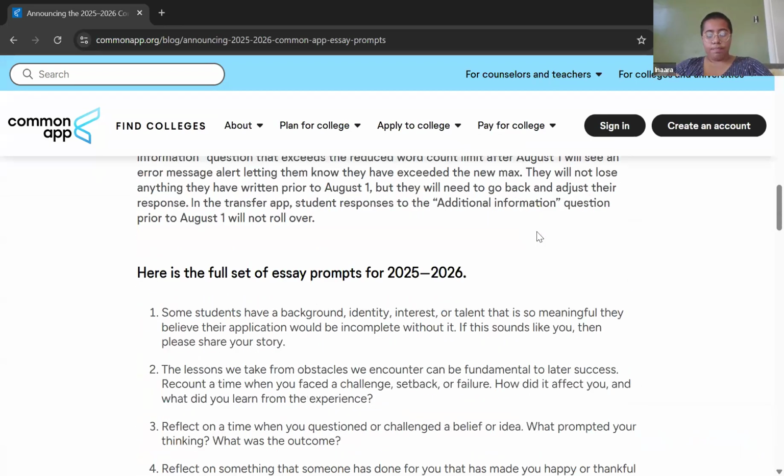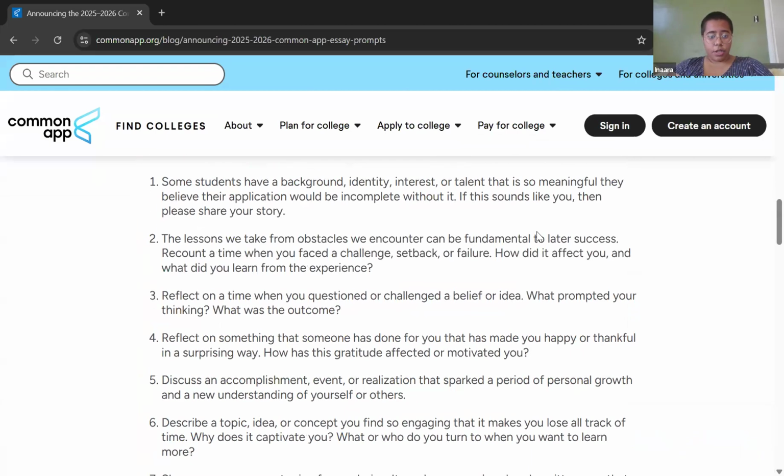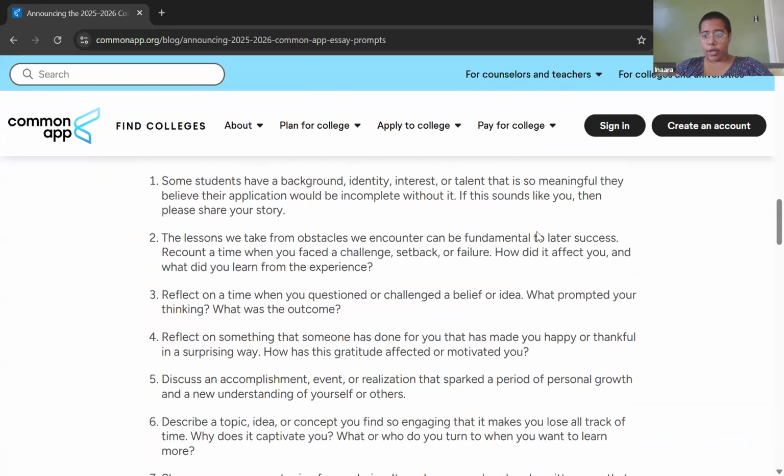Where am I going? Through the Common App, a lot of Ivy League institutions have their application portals there. There's a lot of portals. If y'all want me to look at other portals or other prompts, please put it in the comments.